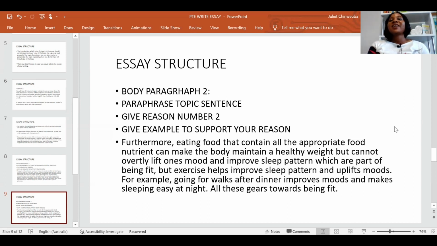So the first thing here I'm going to say is, furthermore. Look at that word I'm using, it is a connective, a good one. Furthermore, eating food that contain all the appropriate food nutrients can make the body maintain a healthy weight, but cannot overtly lift one's mood and improve sleep pattern, which are part of being fit. Did you see another reason why I think food alone cannot do it?